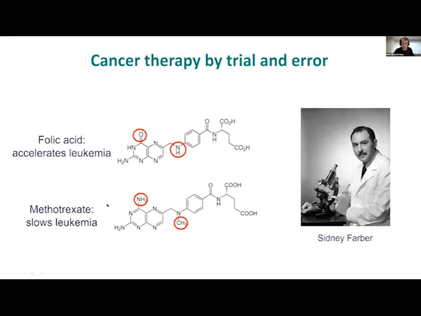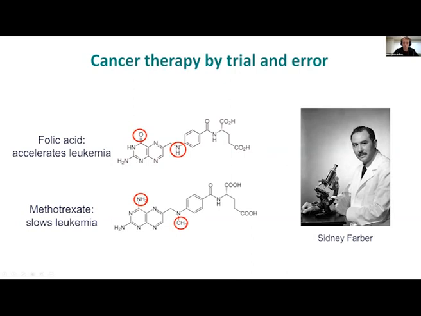All right, so first I'd like to start taking us all the way back to some of the first attempts at chemotherapy, spearheaded by Sidney Farber. And he was working with childhood leukemia. He first tried administering folic acid, which unwittingly actually accelerated the leukemia in his patients. And so that wasn't good, and they went back to the drawing board and made a few relatively subtle changes to folic acid, creating methotrexate.